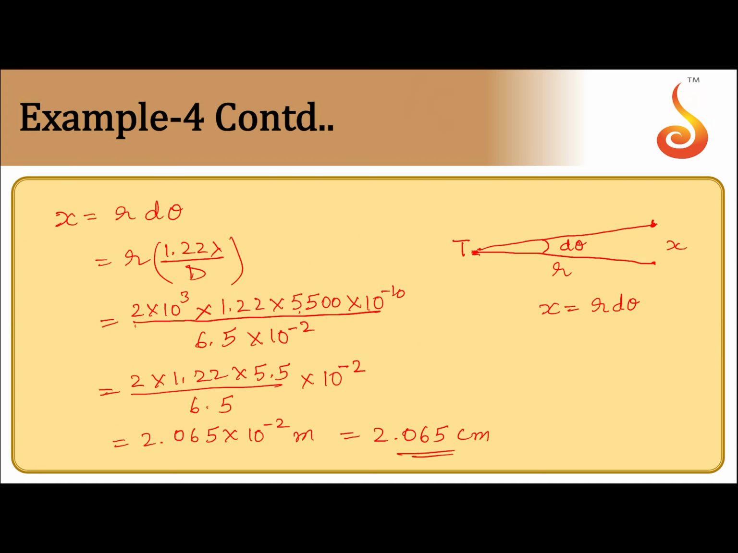So the telescope will be able to form separate images of these two objects, object 1 and object 2, if the separation between them, that is x, is at least equal to 2.065 centimeter. If it is less than this, then it will not be able to resolve the images.